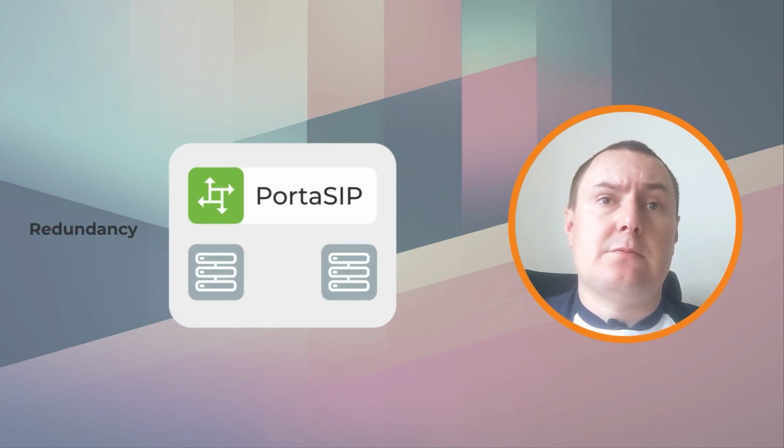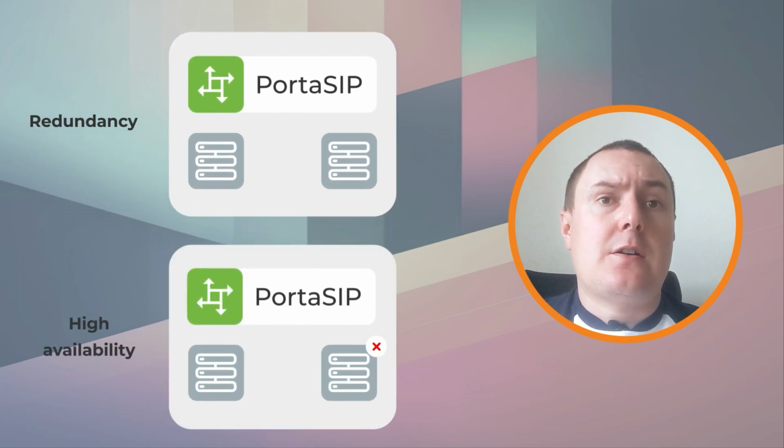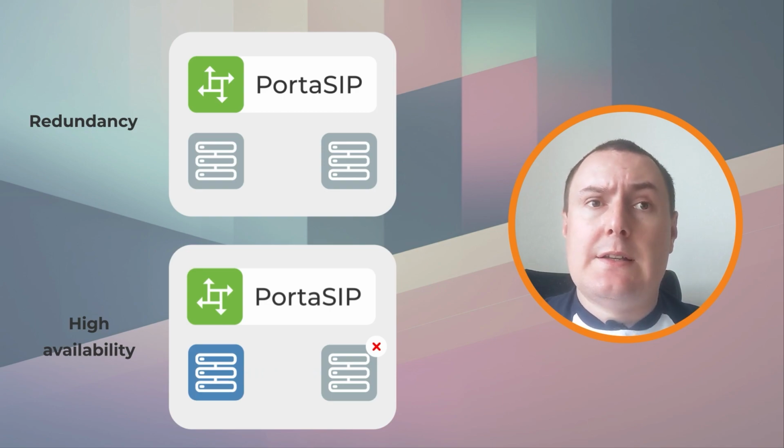So, before we move on, let's recap these two definitions using a simple example. Redundancy is when you have two servers running an application, for example PortaSwitch. High availability, on the other hand, is creating a system in which if one of those two PortaSwitch servers goes down, your services are automatically switched to the other server so quickly that the end user does not notice.